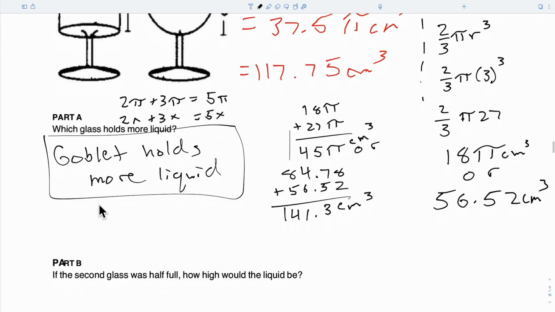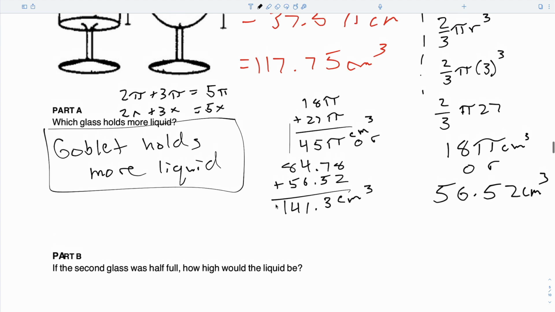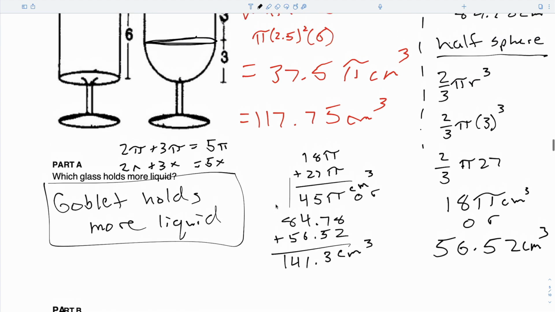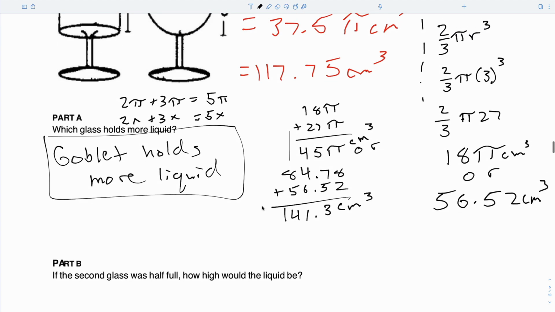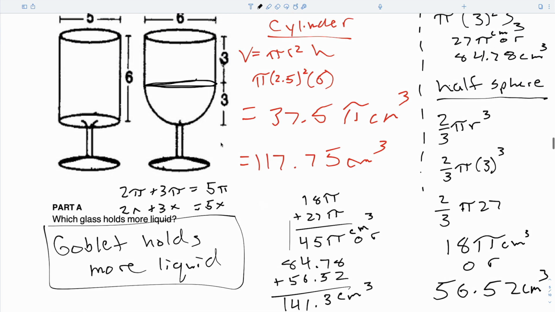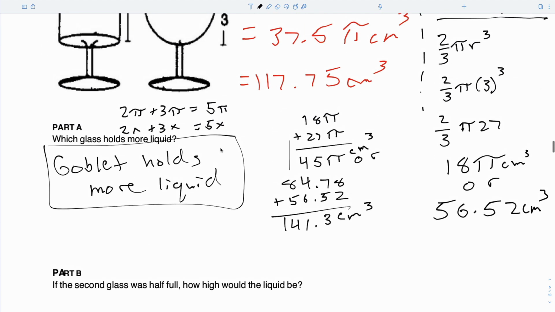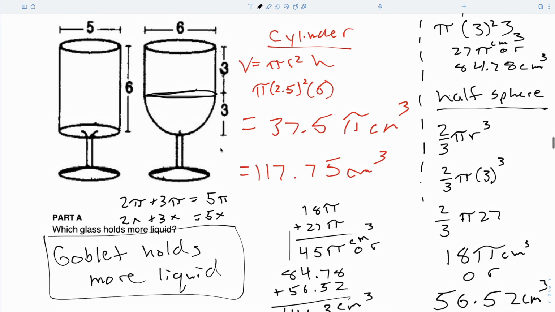Part B. If the second glass was half full, how high would the liquid be? If the second glass was half full, how high? It'd be 3 because it's half right there. 3. It is halfway on the thing.